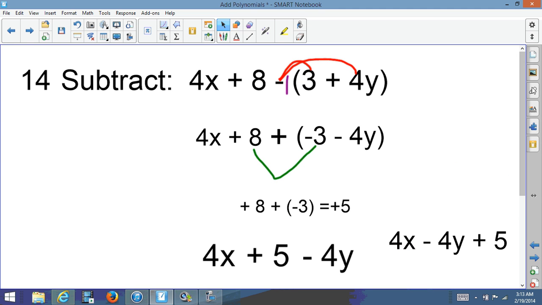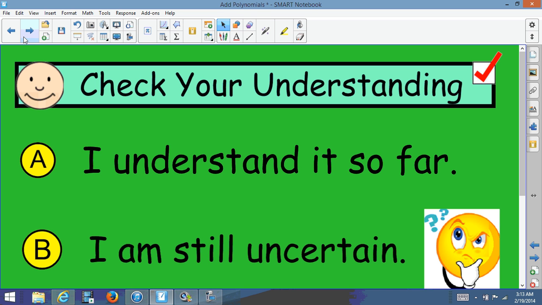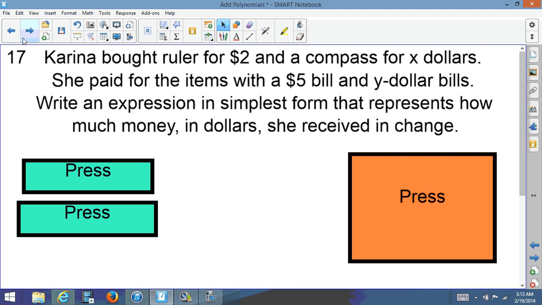So when you subtract, the key thing to remember is to change whatever is the second term to its opposite, and you're using addition. So you're adding on the opposite of the second term. Here's a problem for you. Subtract 5r plus 3 minus 1 plus 6r. So give that a shot. See if you can get it. Check for your understanding. If you don't get it, rewatch the tape and write down your questions, and I'll be glad to see you in the morning.